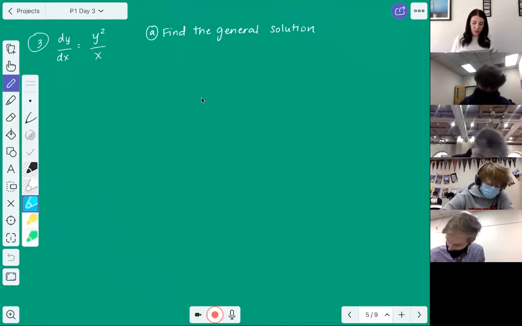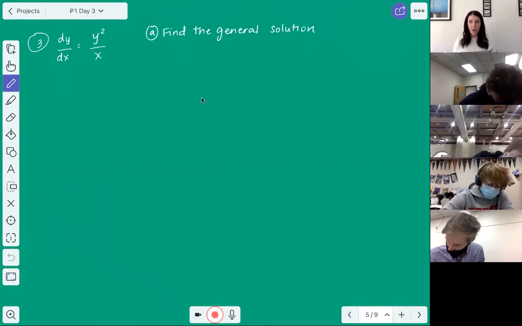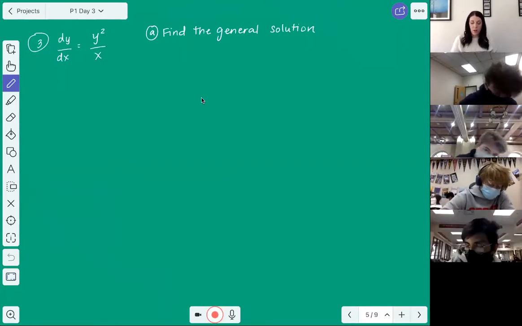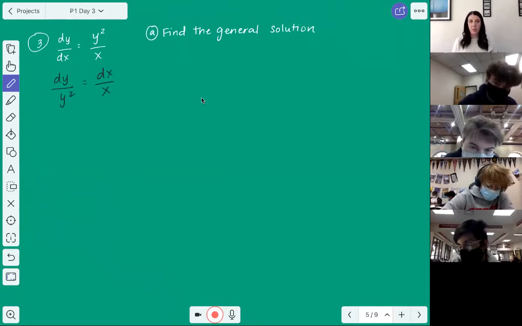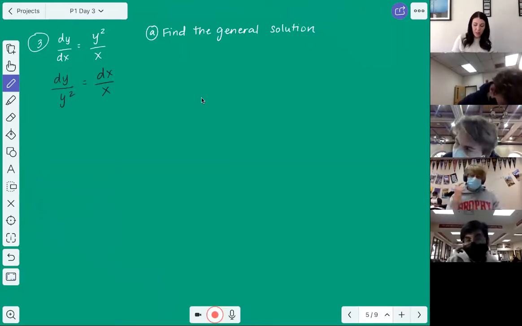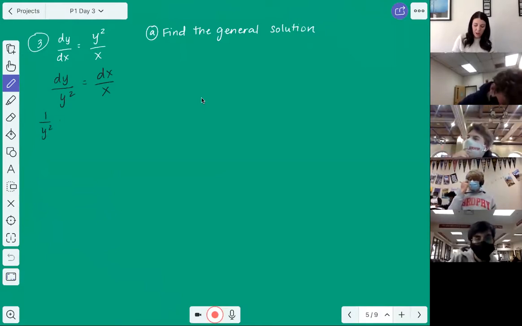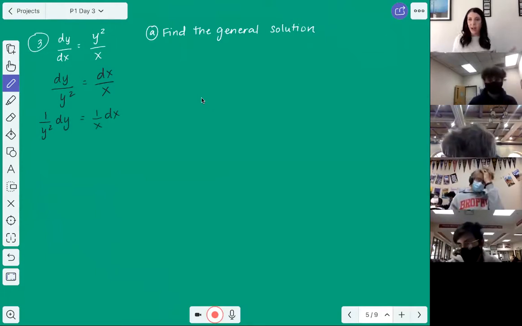Brian Luna, when you separate your variables, what do you get? dy over y squared is equal to dx over x. Fantastic job. Excellent, excellent work. So we have dy over y squared equals dx over x. Okay, another way that you can write this, by the way, is 1 over y squared dy equals 1 over x dx. They're both fine.